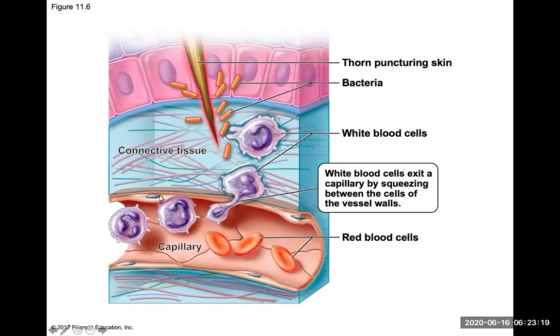So here are red blood cells within a capillary or a blood vessel. White blood cells can squeeze through spaces between a capillary to actually leave your blood vessels and go to an area where there might be, here is showing a thorn puncturing the skin and bacteria forming, and the white blood cells will go to that area of infection to take care of it.